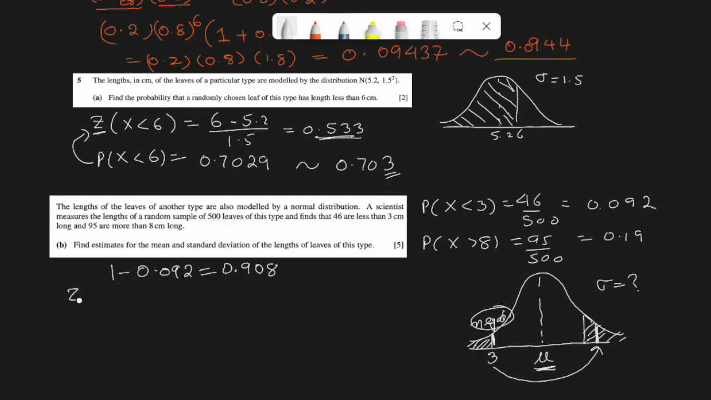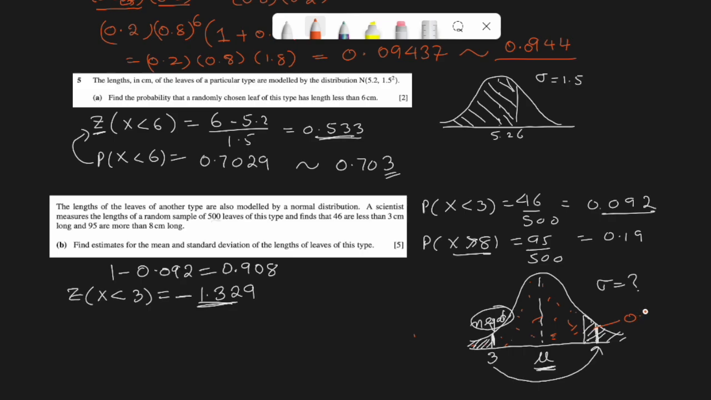For Z, we had the probability earlier. So Z for X less than 3 is minus, because I told you if we get a positive, we'll make it minus 1.329. Got it? Similar thing we'll do for 8. It is more than, and the table I showed you is always for less than. So what will we do? We will find the probability which is less than this.